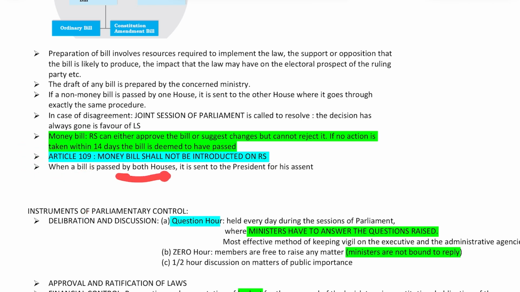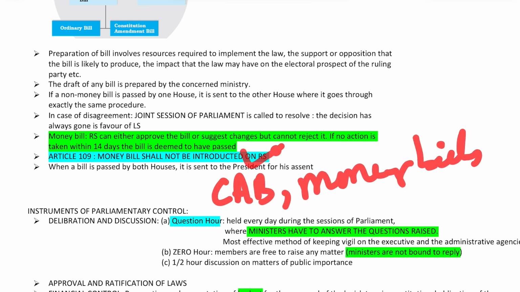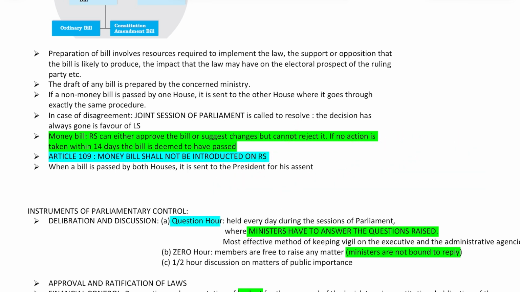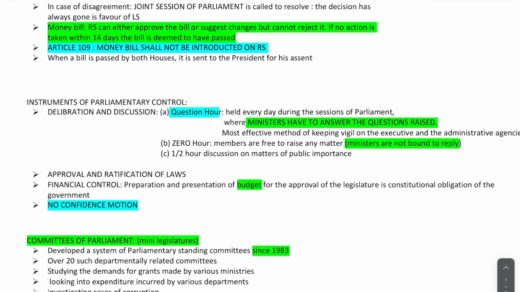When a bill is passed by both the houses, it is sent to the president for his assent. The president can provide his assent, or send it for reconsideration, or can withhold his assent. But he cannot send it back for reconsideration in terms of constitutional amendment bills and money bills. In terms of constitutional amendment bills, he has to eventually provide his assent. In terms of money bills, there's prior recommendation of the president involved. Then only the bill is introduced into the houses of the Parliament. So the president is the one who causes the introduction of the money bill into the Parliament.